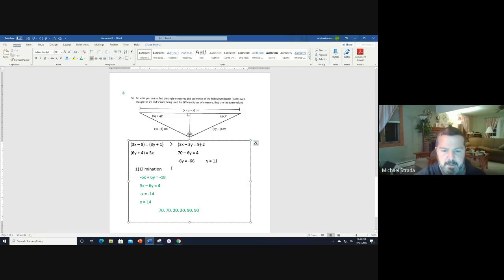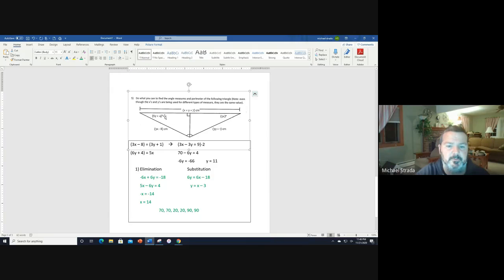Okay, so that works. Now, if we wanted to do substitution, here's some thoughts. Number one, we take the negative 6x plus 6y equals negative 18, and we solve it for either x or y. So if I looked at that, 6y would equal 6x minus 18. Y would then equal x minus 3. I would then come into one of the other two equations that has y and plug that in.